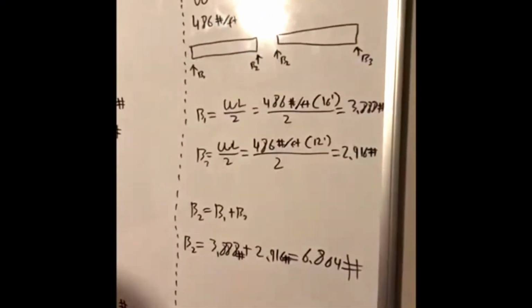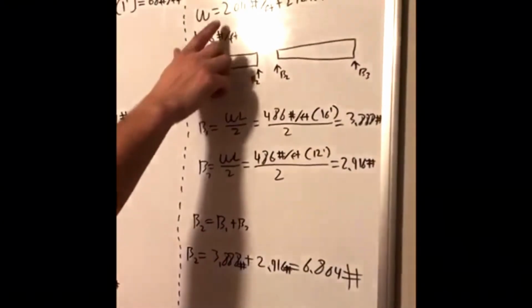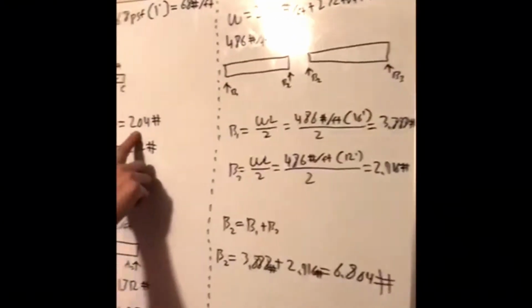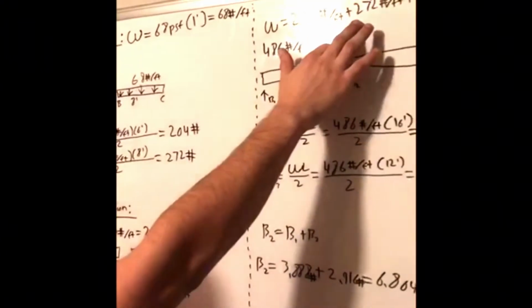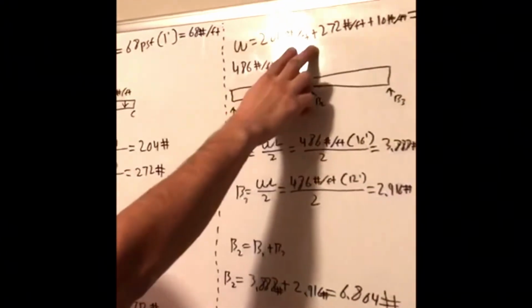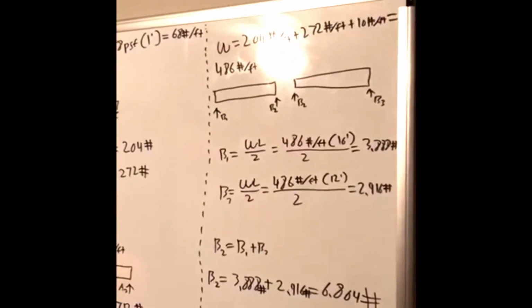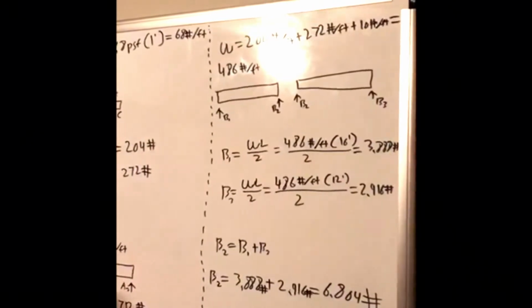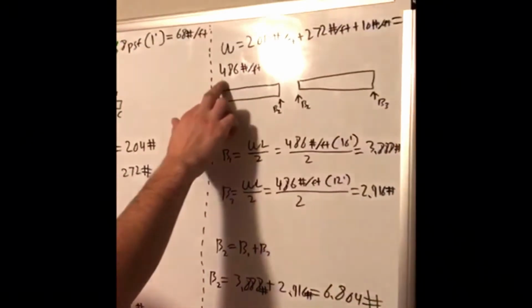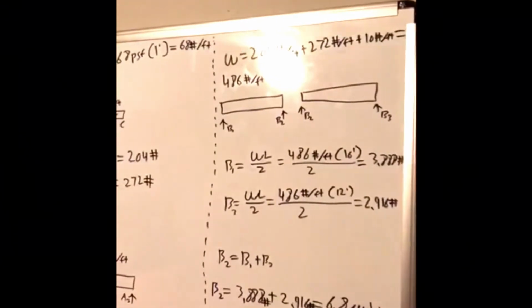And B is almost similar to these, but since B is in the middle, it's having to support both of them. So we have to add the 204 pounds that we found from reaction AB and the 272 pounds that we found from reaction BC. And not only add those two, but also add the beam self-weight, because remember we have to include the self-weight of the beams themselves. And that's going to give us a total load for row B of 486 pounds per foot.